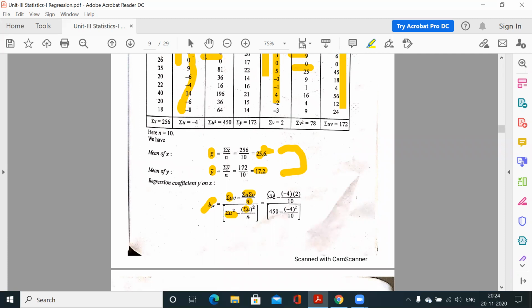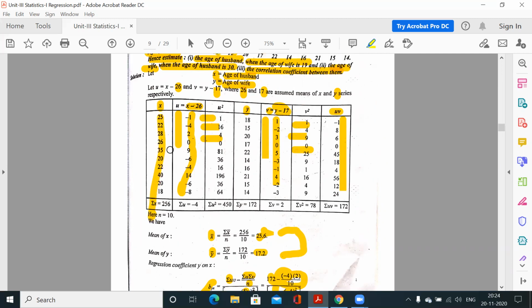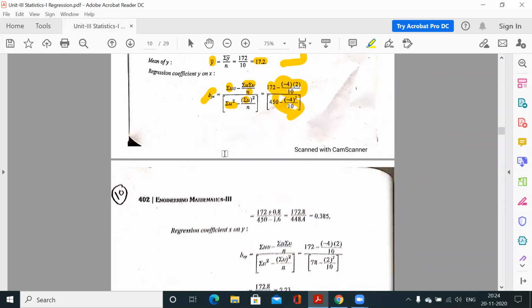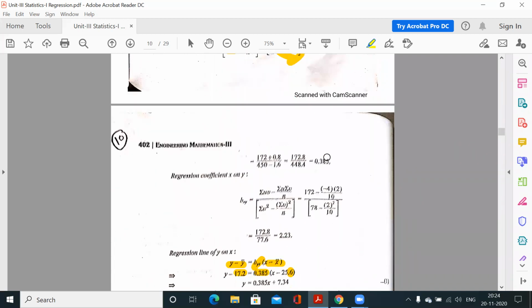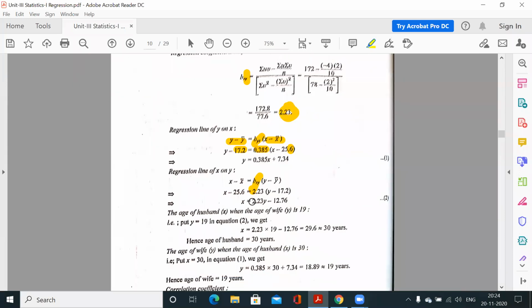So substituting all these summations here, n is the number of observation points, which is 10: 1, 2, 3, 4, 5, 6, 7, 8, 9, 10. Substituting all these values, we get byx as 0.385, and bxy is 2.23. So this is one regression line of x on y, and this is y on x.